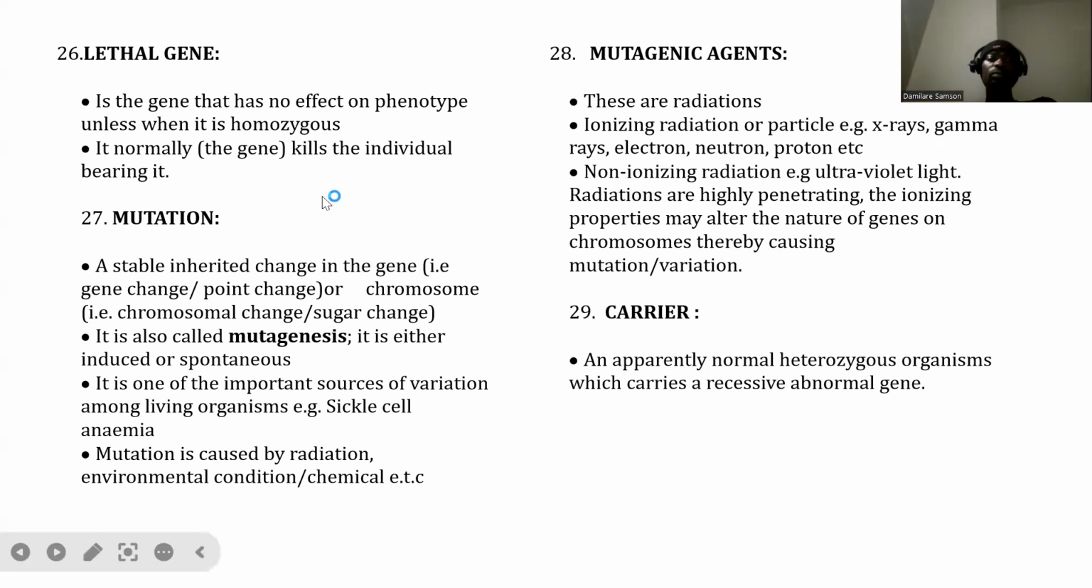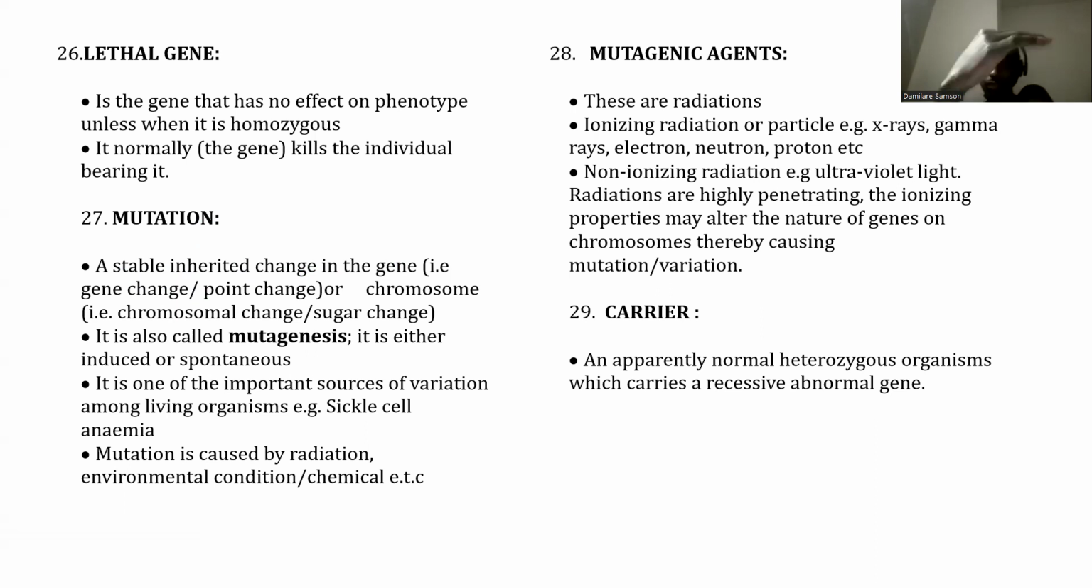So mutation, we'll still talk more about that when we get to sickle cells and all those things. Mutation is a stable inherited change in the gene. It is stable and it is inherited in a gene. That's gene change or point change or chromosomal change, and all those different parts in which changes can occur on the chromosome. So I said it is a stable inherited change. It is also called mutagenesis. It is either induced or spontaneous.